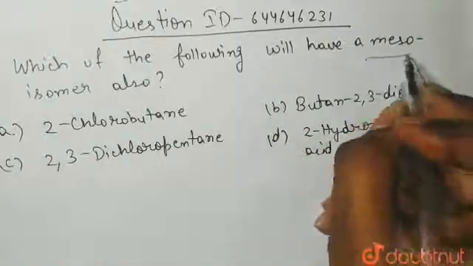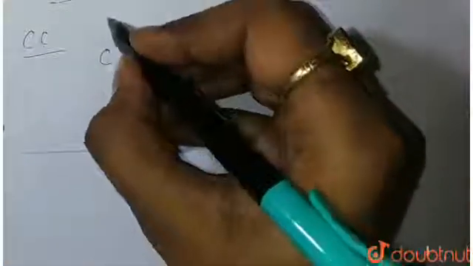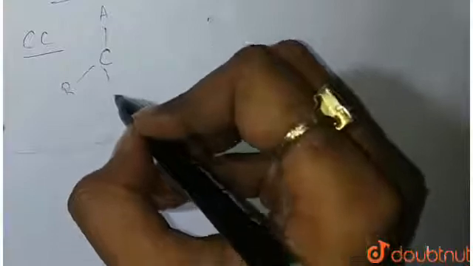The question is: which of the following will have a mesoisomer? We need to tell out of all these four options which one will be a mesoisomer. First of all we should know what is optically active and chiral center. A chiral center is a center which has all four different substituents attached to it.